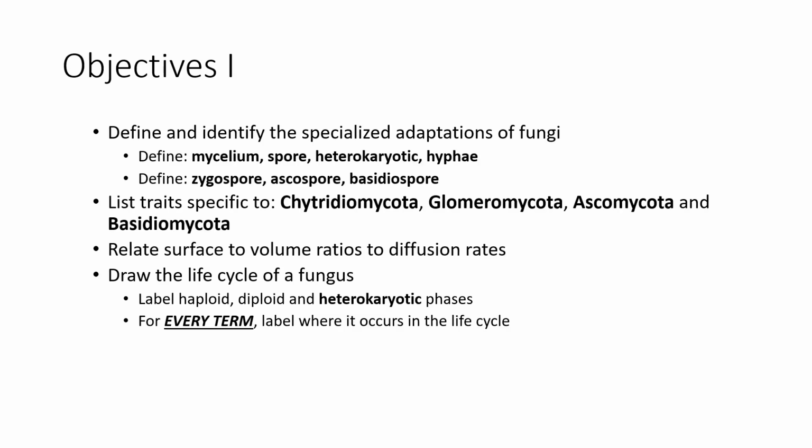Let's look at fungi. Be able to define and identify the specialized adaptations of fungi, including mycelium, spore, heterokaryotic, and hyphae. Also zygospore, ascospore, and basidiospore. List traits specific to the chytridiomycota, glomeromycota, ascomycota, and basidiomycota. Relate surface to volume ratios to diffusion rates. Draw the life cycle of a fungus, labeling the haploid, diploid, and heterokaryotic phases. For every one of those terms, label where it occurs in the life cycle.